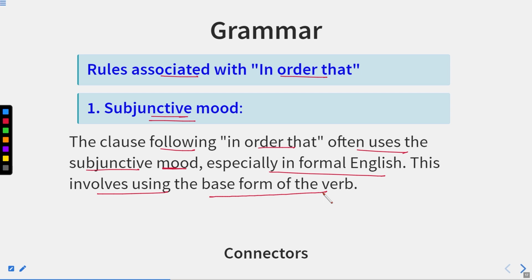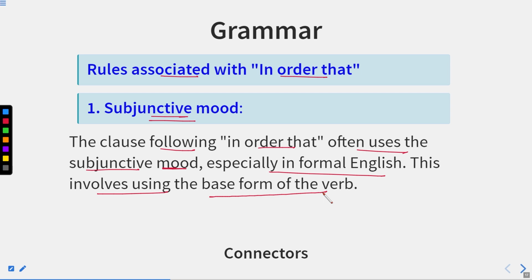Why so? Because we know well, if there is an imaginary situation and we are using modals, modals are always followed by the base form of the verb. Now, one more thing is there. If I use I wish, as if.